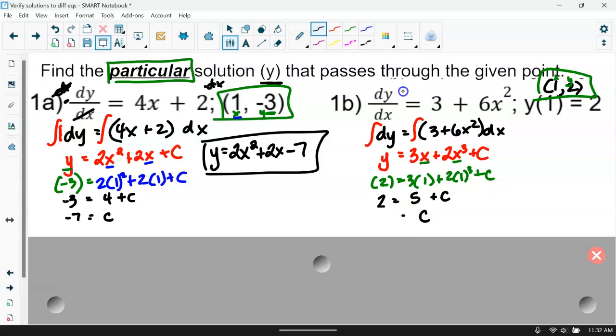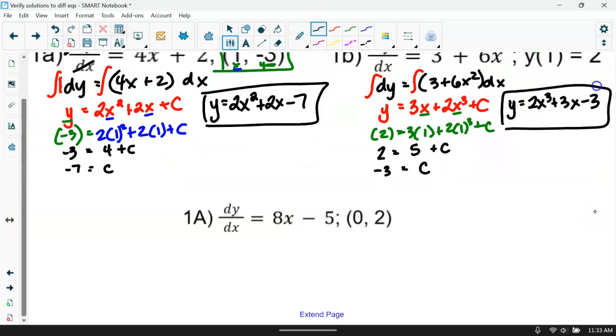What is c equal to in this case to get us to 2? -3, right? 5 minus 3 is equal to 2. That is the particular solution. Y is equal to, let me write my answer in standard form, 2x cubed plus 3x minus 3. That is the particular solution.